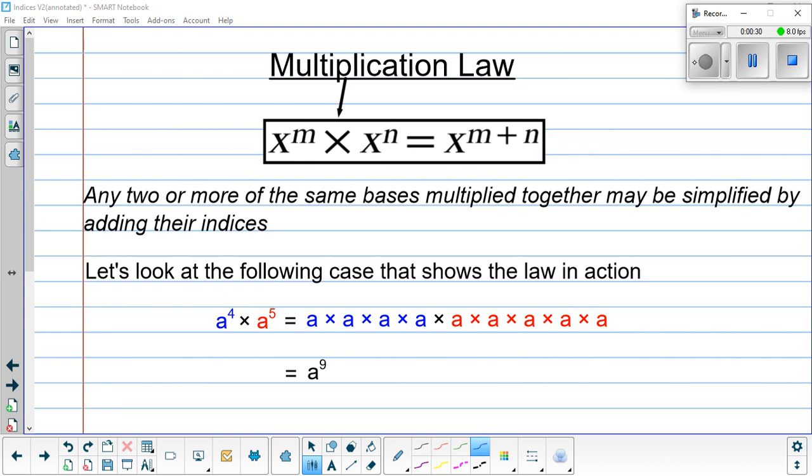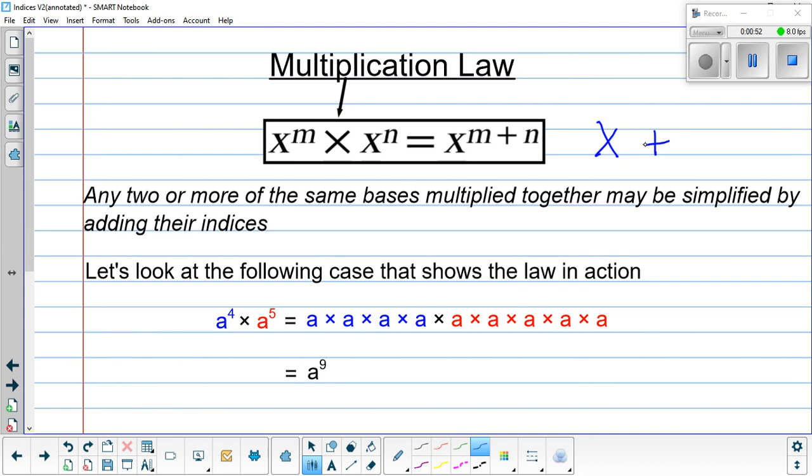I always tell people, if you look at the multiplication sign and turn it sideways, it looks like a plus sign. So that's kind of what we do. Let's look at this case. We have a to the power of 4, and we know we can write a to the power of 4 as a times a times a times a. Then we have a to the power of 5, and we can write that as a times a times a times a times a, right?